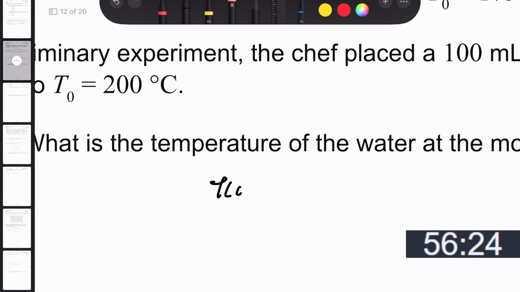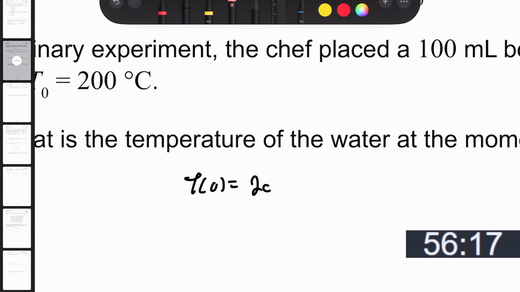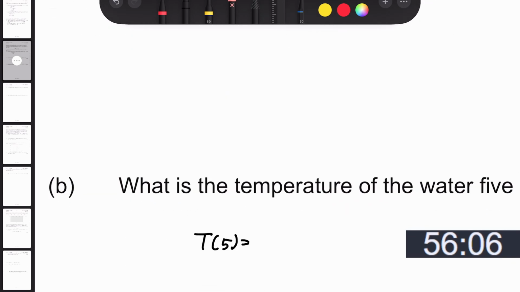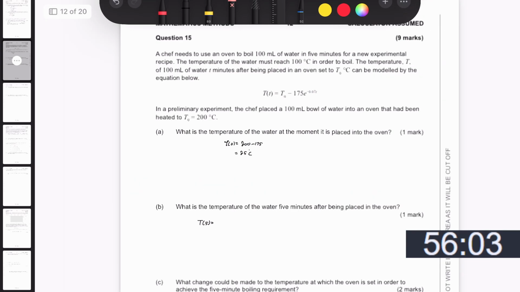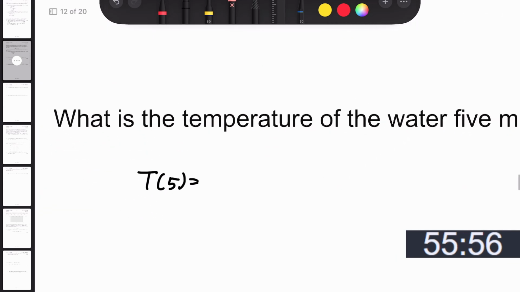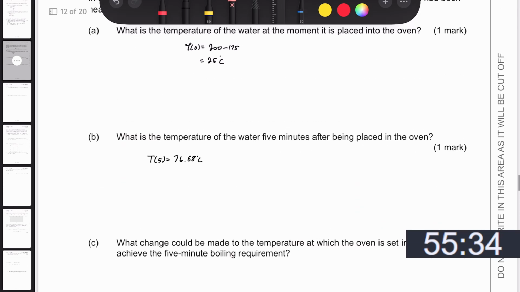So then T of 0 is going to be 200 minus 175, which is equal to 25 degrees Celsius. What is the temperature of the water 5 minutes after being placed in the oven? T of 5 is 200 minus 175 e to the negative 0.07 times 5, which is 76.68 degrees Celsius. What change could be made to the temperature at which the oven is set in order to meet the 5-minute boiling requirement?